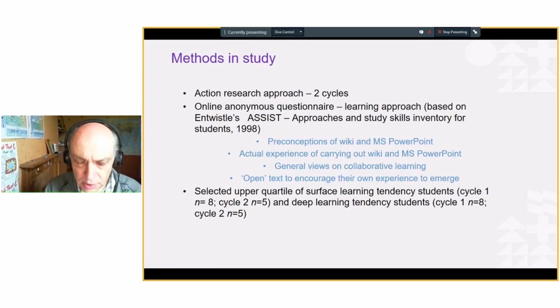I had a range of students, but I selected for my in-depth study the students who exhibited surface learning tendency and other students who exhibited deep learning tendency, to see if there was a difference between their experience of doing these wikis and PowerPoints.